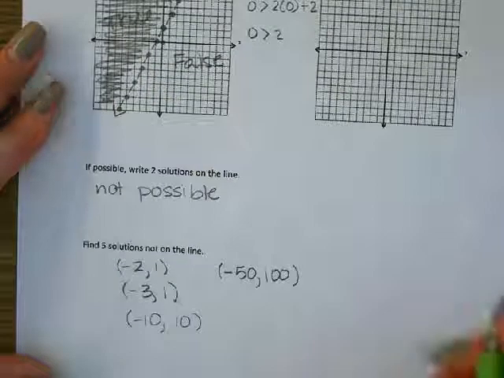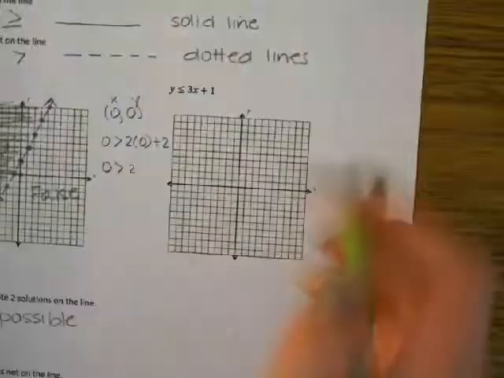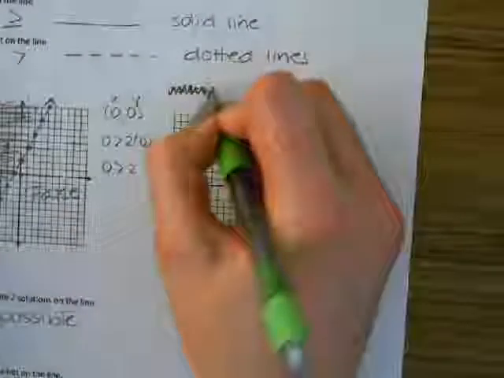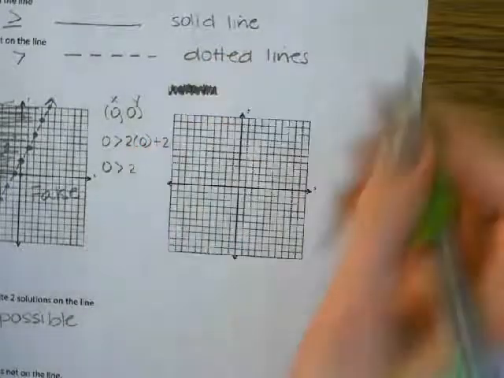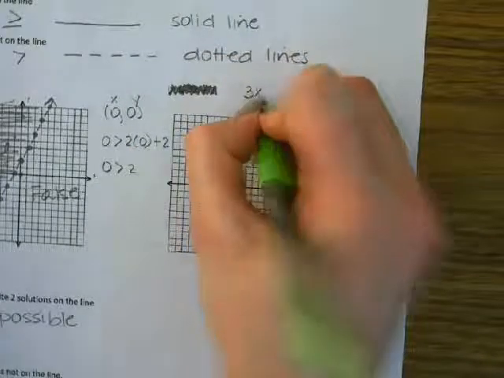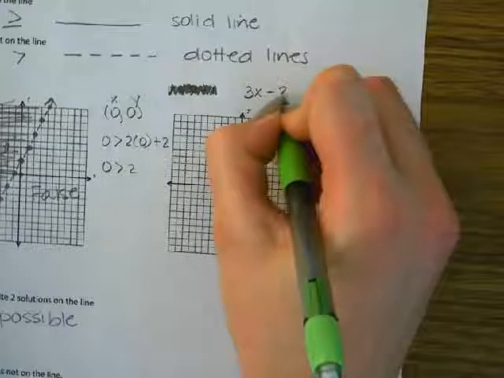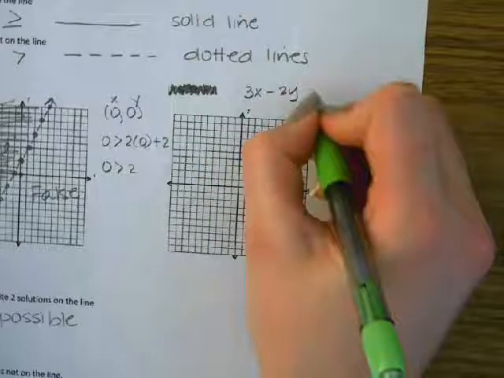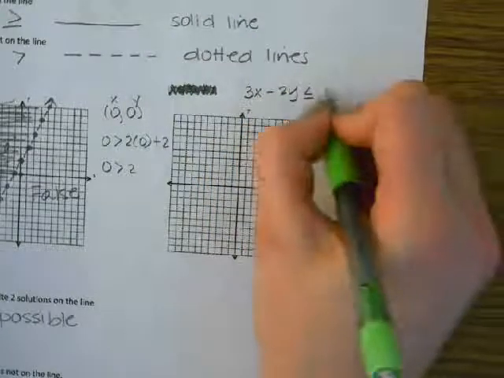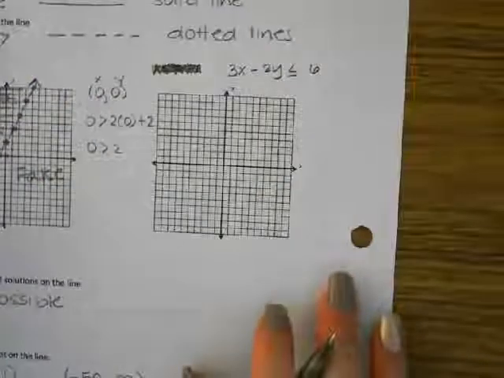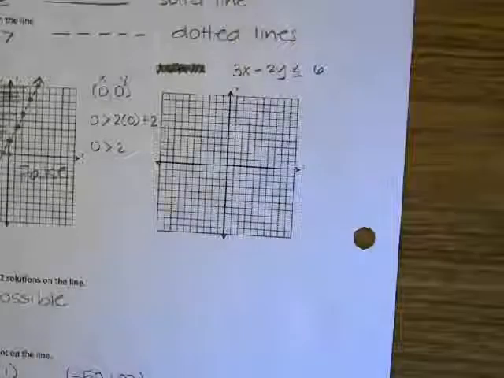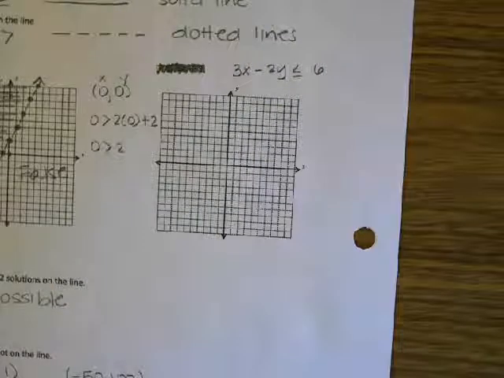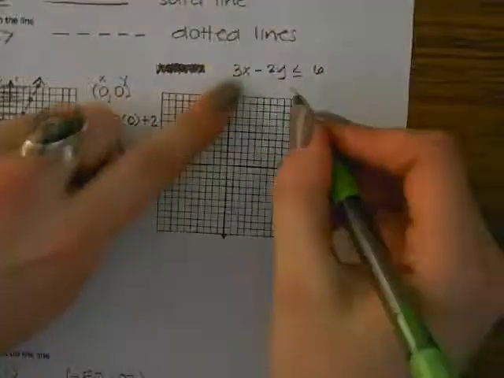Okay. All right. Scribble this one out. I want to do one in standard form. We are going to graph 3x minus 2y is less than or equal to 6. That's what we're going to graph. Do you guys want to do the cover-up method, or do you want to solve for y? Solve for y? That's okay. All right, so how do we solve for y?